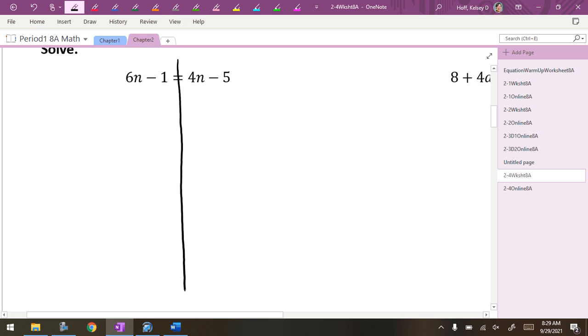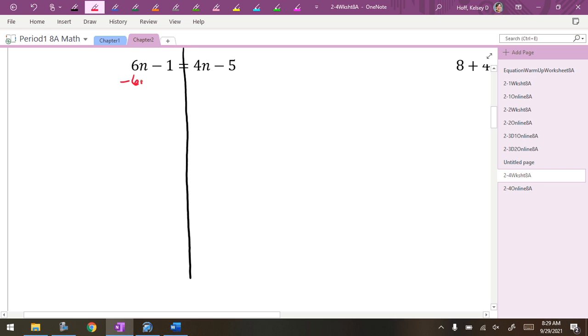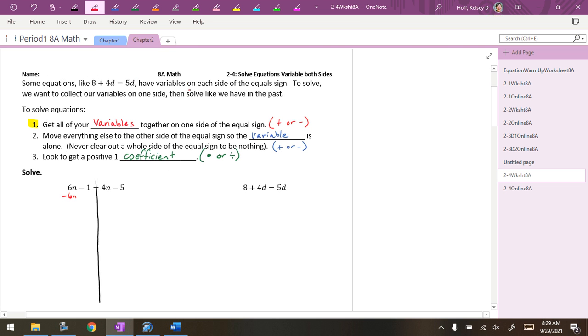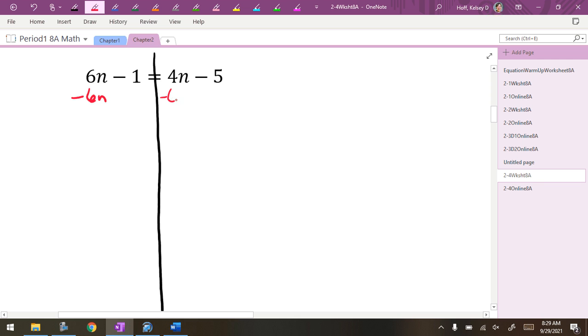Notice, I have a 6n and a 4n. It does not matter which one we move, but we're going to pick one. Bryce, I'm going to start with you. You want to move 6n or 4n? 6n. Is 6n currently positive or negative? Positive. So to move it to the other side, I would subtract it. Now watch. I'm going to write minus 6n right underneath it. Make sure you put the n with it. And then under the 4n, we're also going to write minus 6n. Make sure you have the n written with it. Then draw the big equal bar.